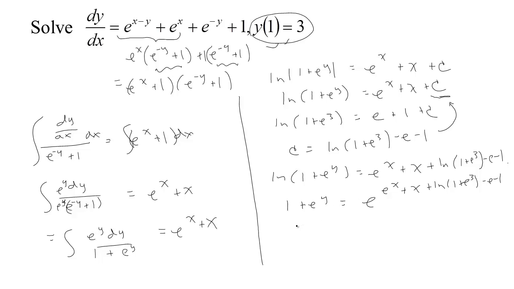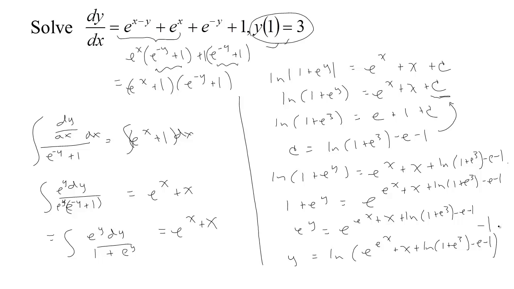Finally, take away 1 from both sides. E to the y would be e to this big expression plus e cubed minus e minus 1, all minus 1, and then to get y alone, take the natural log of both sides. So y is the natural log of e to the x plus the natural log of 1 plus e cubed minus e minus 1. And we've solved our initial value problem.